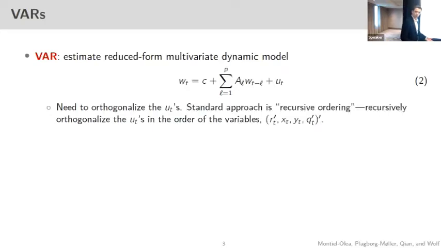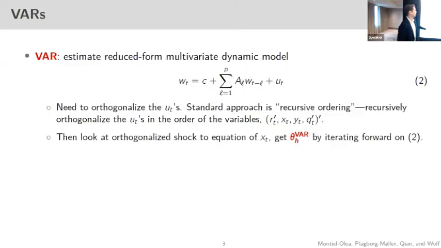One very simple, familiar, canonical approach to doing that is what's known as a recursive ordering, a Cholesky decomposition, where you order the variables W in some particular order. Here, let's say again, R, X, Y, and Q. And then you orthogonalize the U's in that way. Your first shock is the actual first reduced form innovation U1. The second shock is the second innovation U2, but residualizing out, controlling for the first innovation. And you proceed like this recursively.